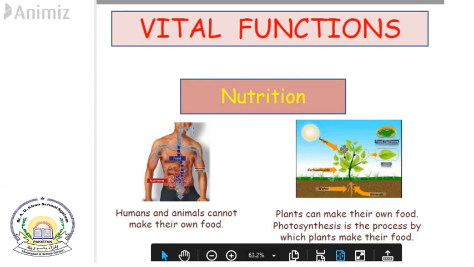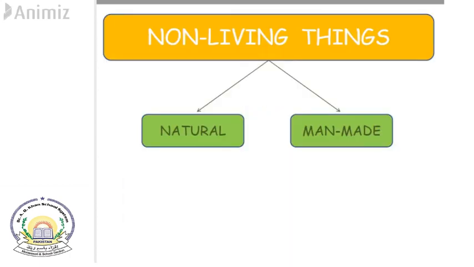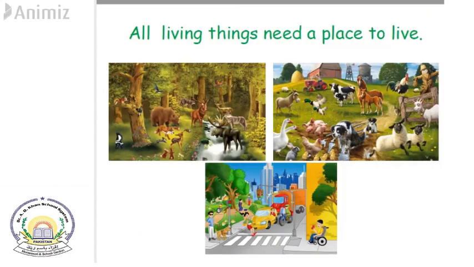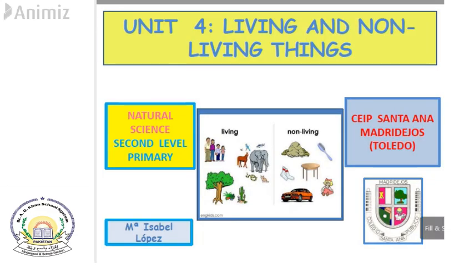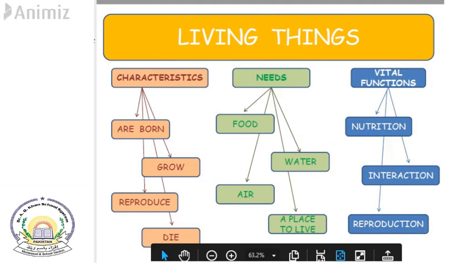So I think we are done with living things, and in this chapter we have learned about living things. What are living things? They have the characteristics that they are born, they grow, they reproduce, and they die. And what do they need to live? They need food, water, air, and a place to live. Okay, so in the next chapter we are going to see that.